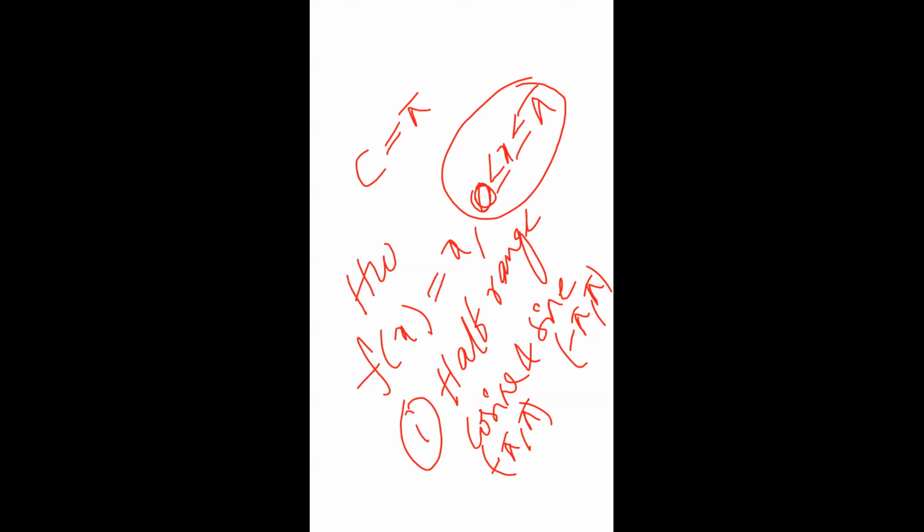F of x equal to x. Find the half range cosine series and sine series. In cosine series, we have to extend minus pi to pi, reflecting symmetrical in y-axis. In sine function, it is also extended 0 to pi as minus pi to pi, through the origin.